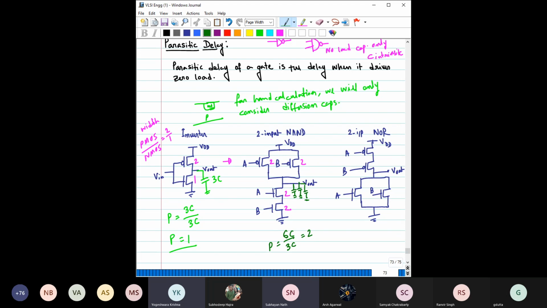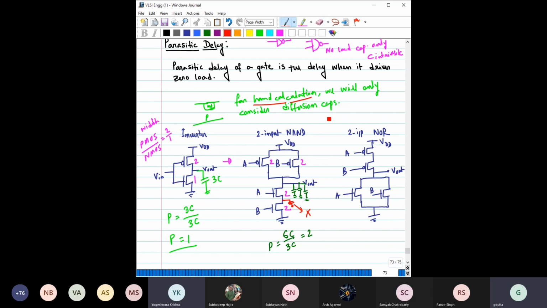Basically the lower ones, the NMOS which is connected to B, is not connected to the V out. That's why its capacitance is not considered, right? True. Here again we are doing a couple of approximations. Truly speaking, you will also have some capacitance from this node to ground, but we are not considering this. All these internal node capacitances are being ignored for this hand calculation, only diffusion capacitance.